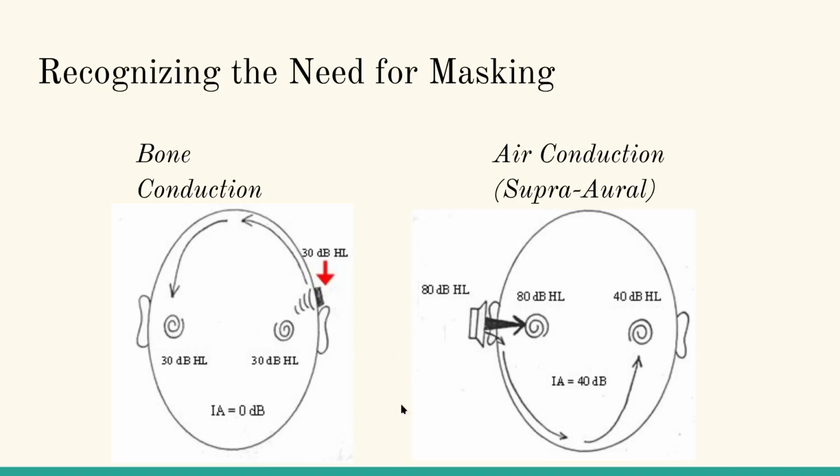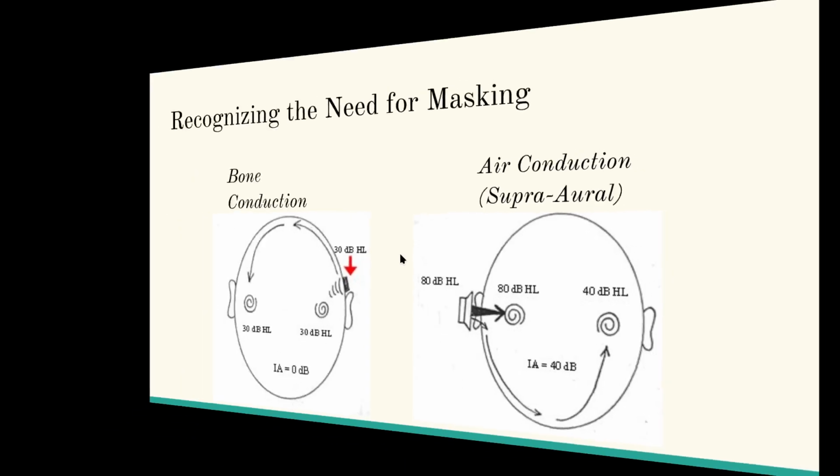Over here, for supra-aural headphones, air conduction, our signal being presented to the test ear, the right ear, is 80 dB HL. Our interaural attenuation is 40 dB, so 80 minus 40, 40 dB HL is getting to the non-test ear. We need masking in that situation, most likely. So air conduction testing requires masking under some situations as well. For air conduction stimulation, high intensities can vibrate the skull, thus sending signals to the non-test ear, but it is not as common as bone conduction masking.